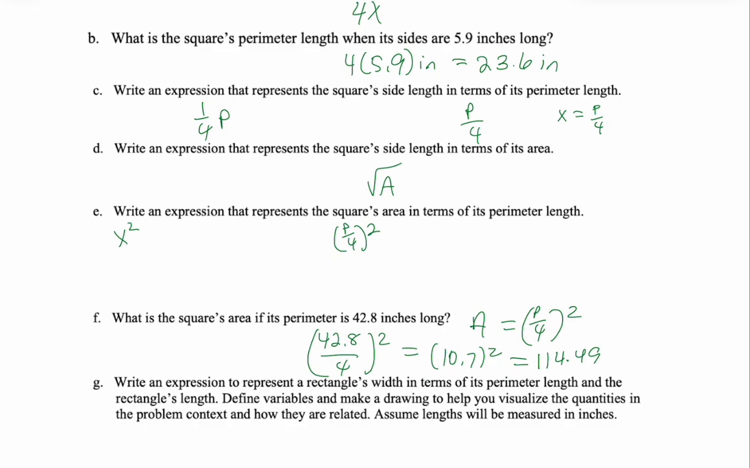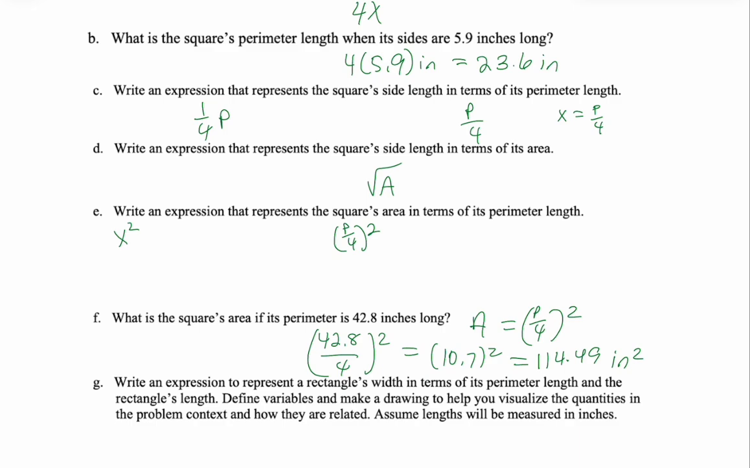And what would our units be for this particular one? Inches squared, that's right. So make sure that you account for the fact the side length and the perimeter are both just inches in this case. Area would be square inches, okay?